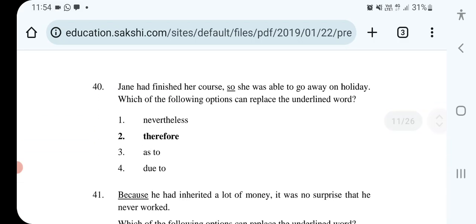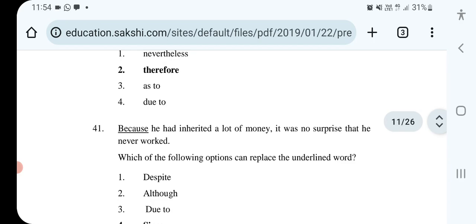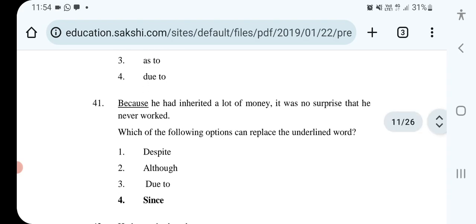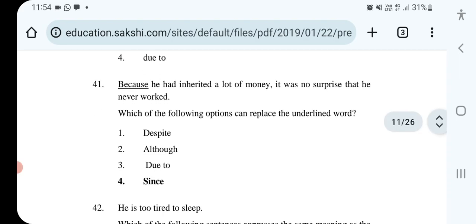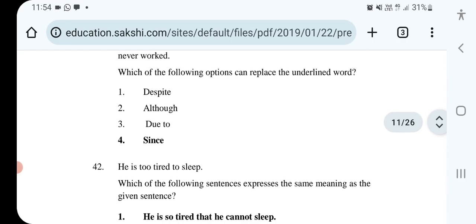Jane had finished her course, so she was able to go away on holiday. Which of the following options can replace the underlined word? Therefore is the right answer. Because he had inherited a lot of money, it was no surprise that he never worked. Which of the following options can replace the underlined word? Because. Despite, no. Although, no. Due to. Since he had inherited.